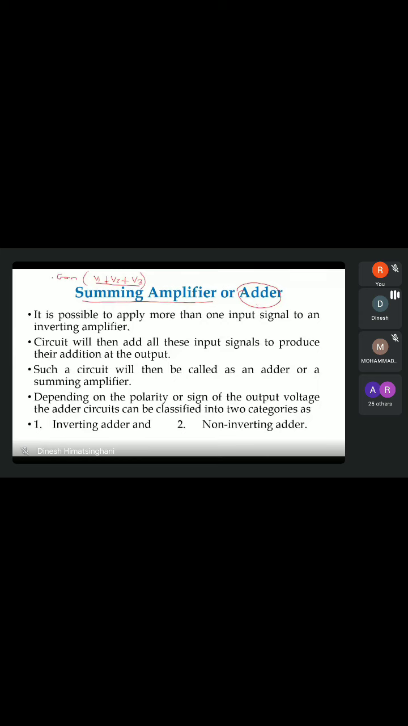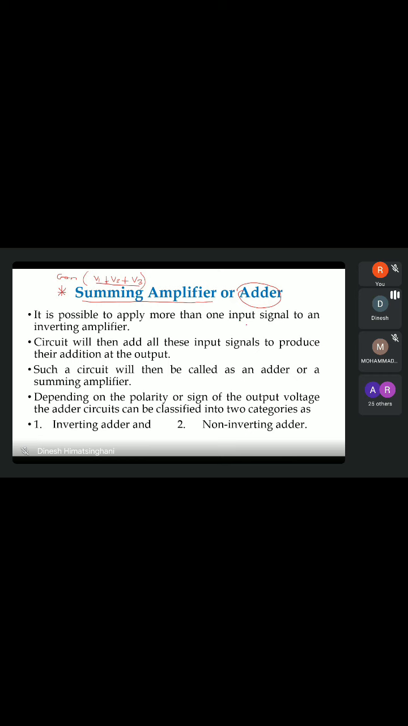Okay, so this is a very, very important application. One of the very important applications of the op amp is the summing amplifier, and I'm also going to show you how we can tweak the summing amplifier to get other forms of circuits. Okay, now what is a summing amplifier?